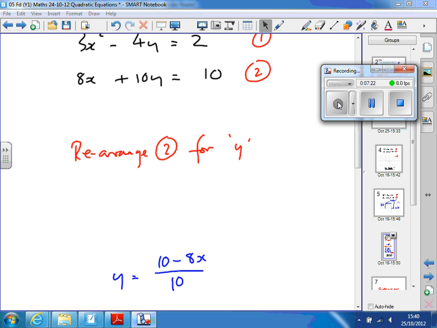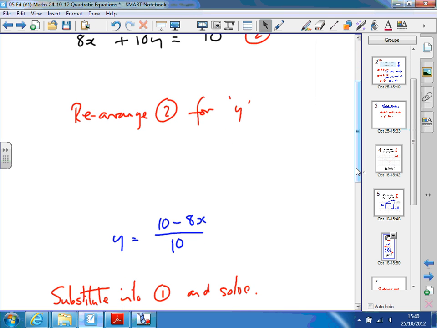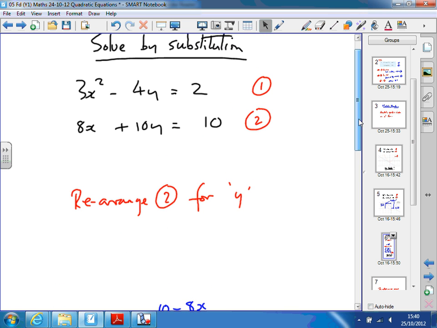So now we substitute that into equation 1. Okay? So instead of y in equation number 1, write what we got, which is 10 minus 8x over 10. And then try and fiddle around with it and solve it. Okay? And see what we get. Let's have a look.